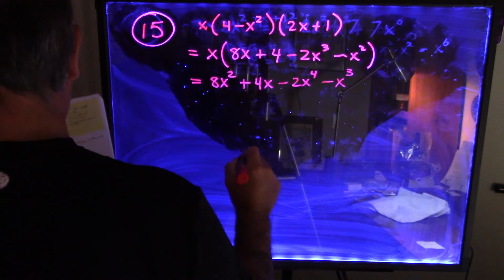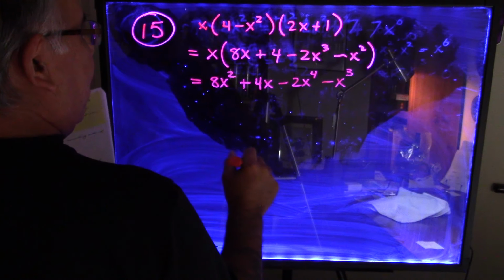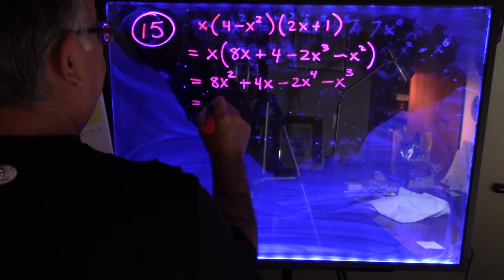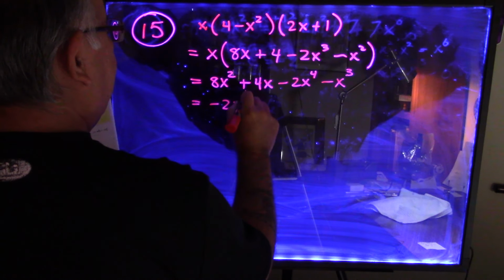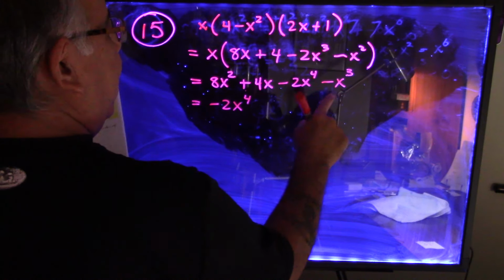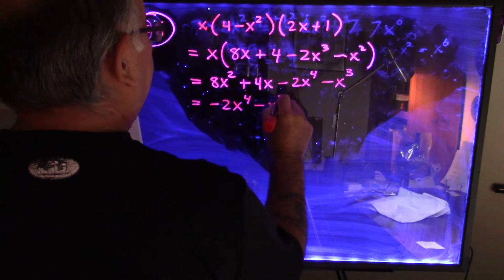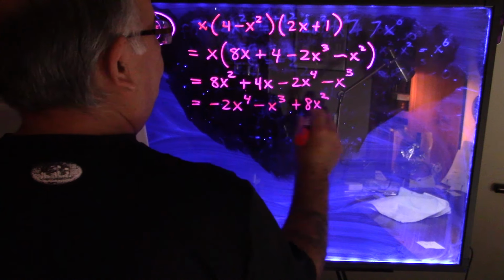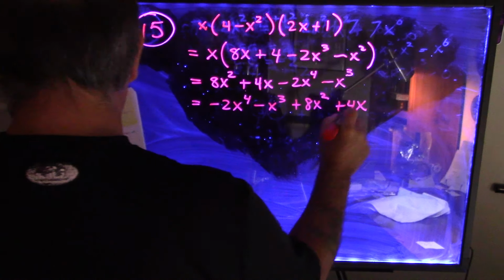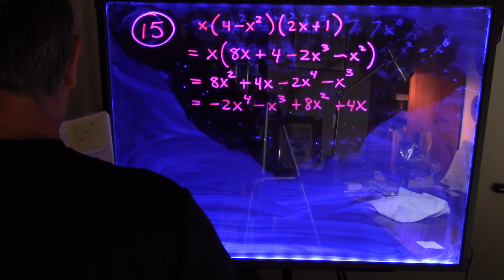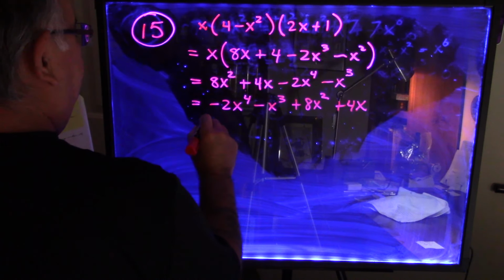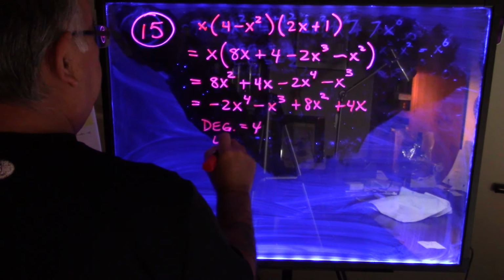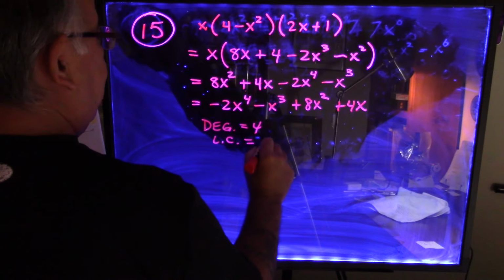And let's write this in descending order of powers, all right? So you start with the highest power and go down, descending order. So that's negative 2x to the fourth minus x cubed plus 8x squared plus 4x. All right. So what's the degree? The degree is 4. And the leading coefficient is negative 2.